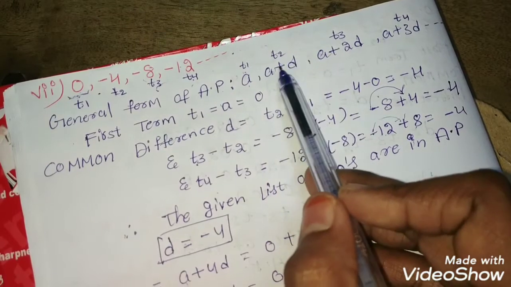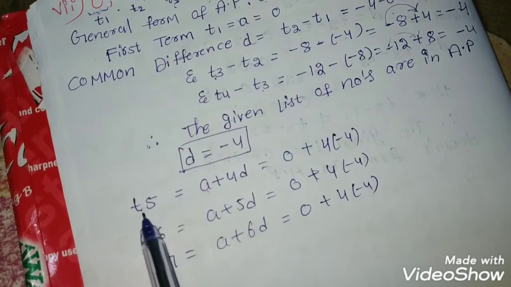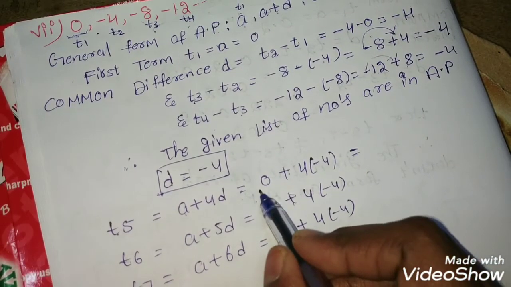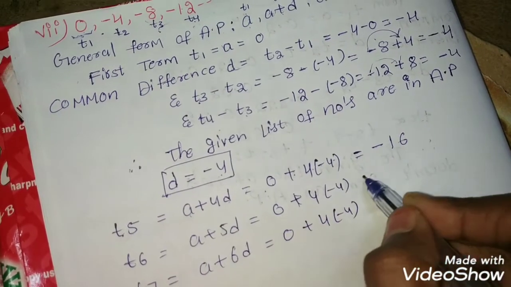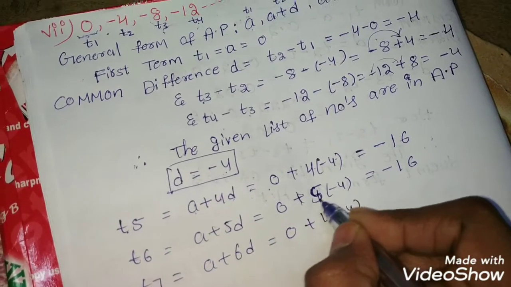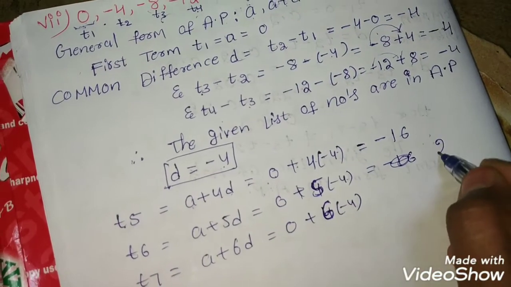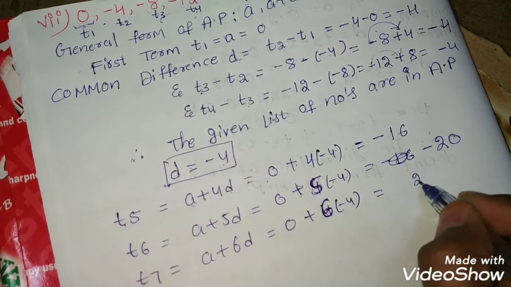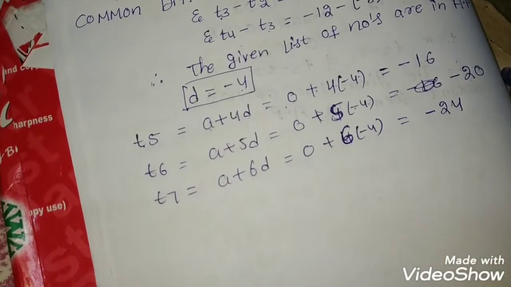See here, T1 is A, T2 is A plus 1D, T3 is A plus 2D. That means the preceding number of 3, right? Likewise I am writing here. So what we get here? A is 0, so 0 plus 4 into D, which is minus 4, so minus 16. Sorry, I am writing 5 and 6, I am mistaken. 5 4s are 20, and we have a minus sign, so keep minus 20. And 6 4s are 24, and having a negative sign, so keep minus 24. Understand? Let's go for next question.